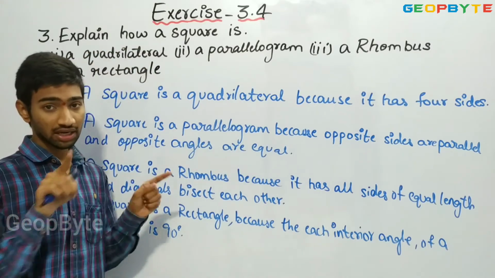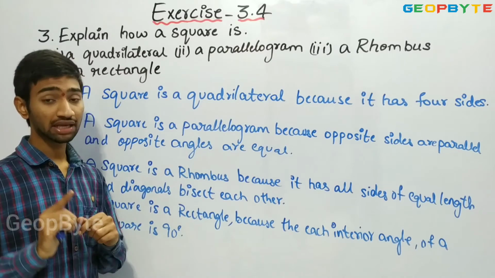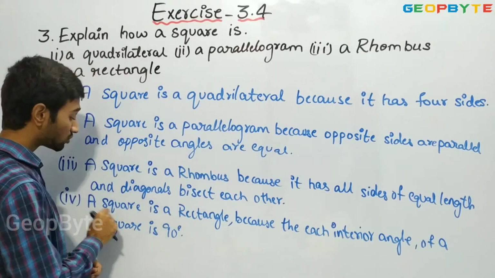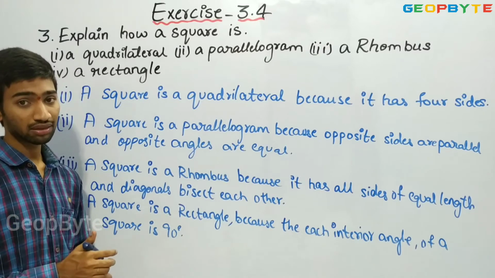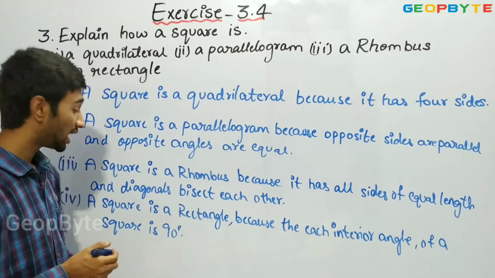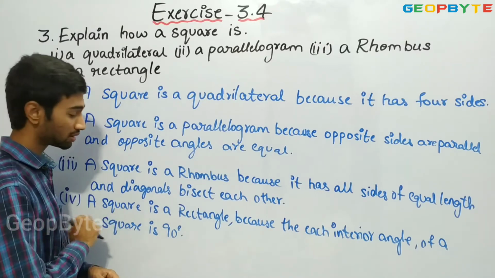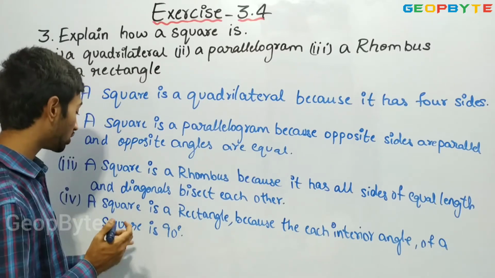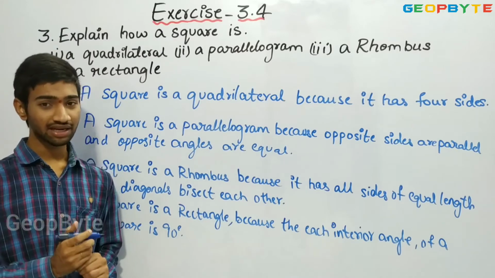We know that in a rectangle all four angles are equal and they measure 90 degrees. And in a square also all four angles are equal and they measure 90 degrees. So that is the reason a square is a rectangle, because each interior angle of a square is 90 degrees.